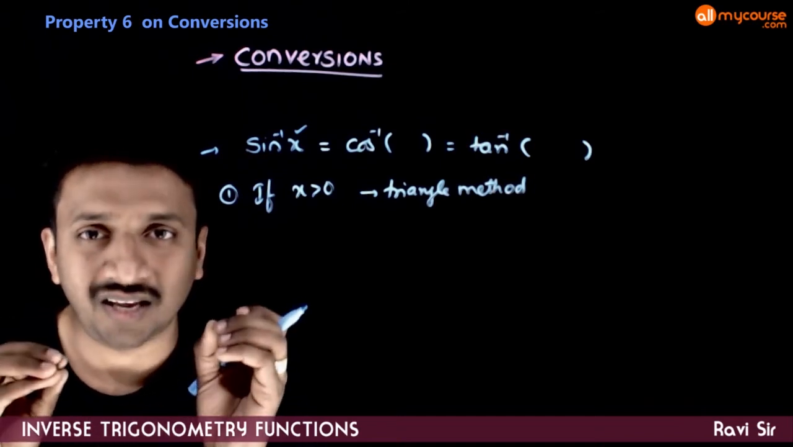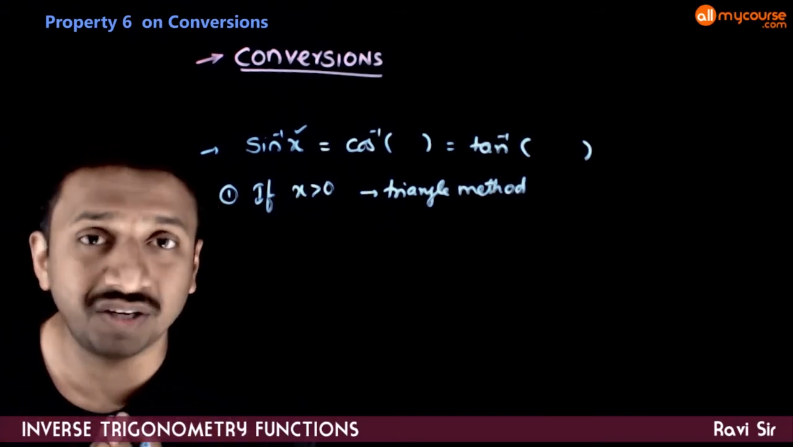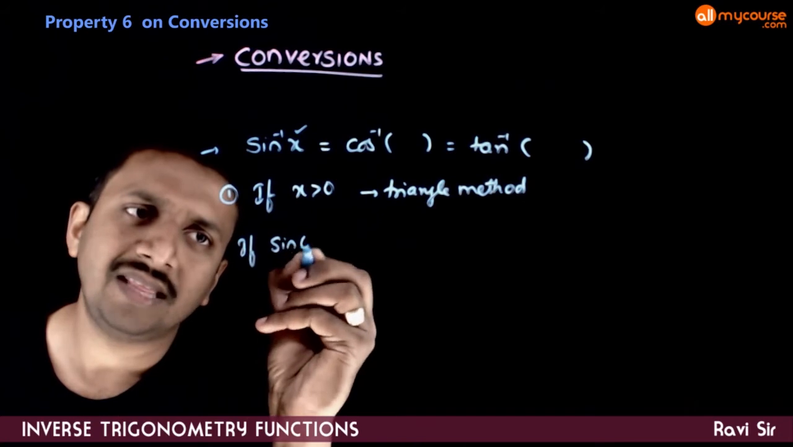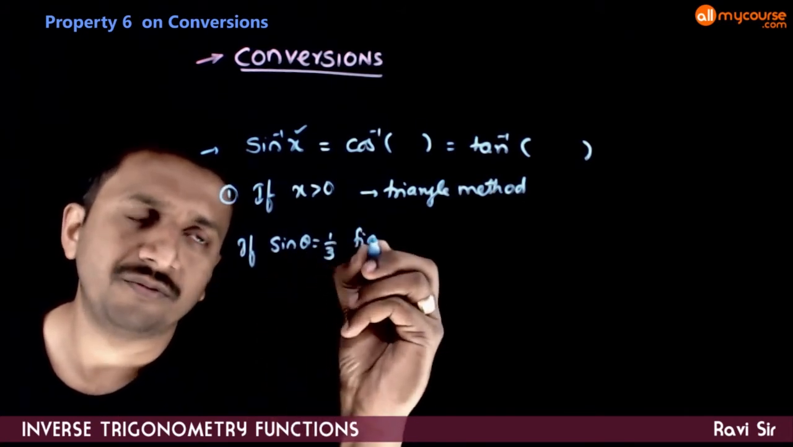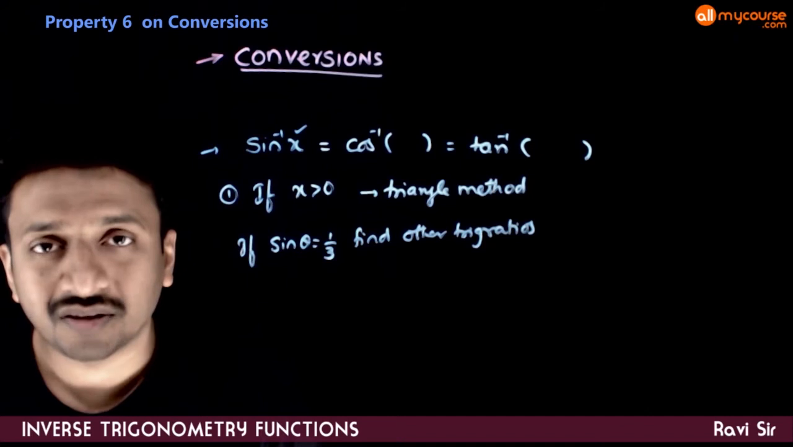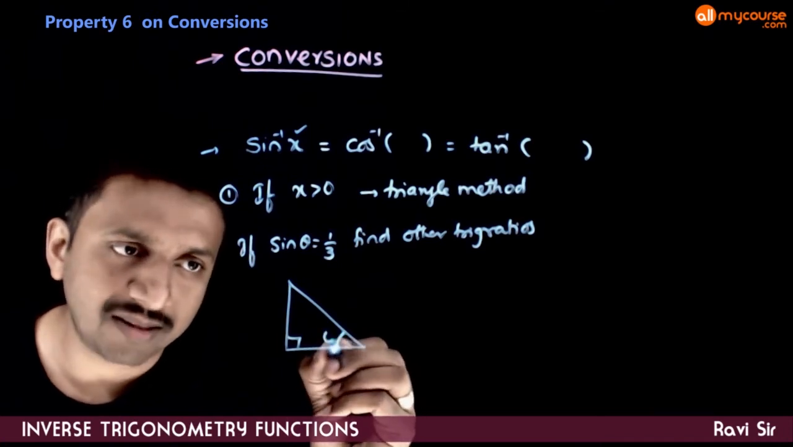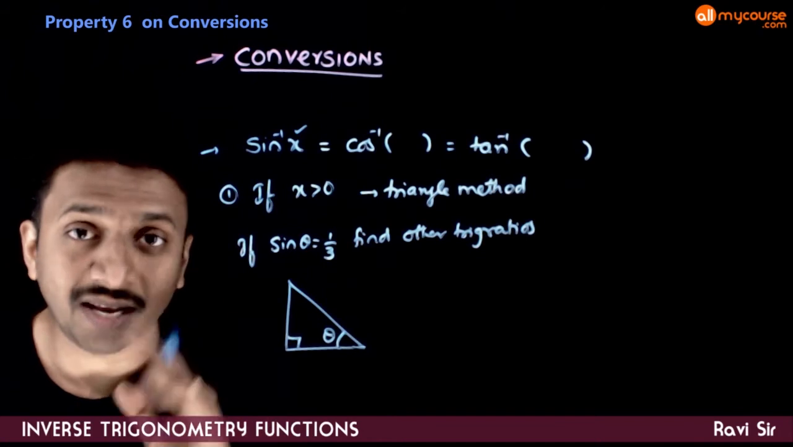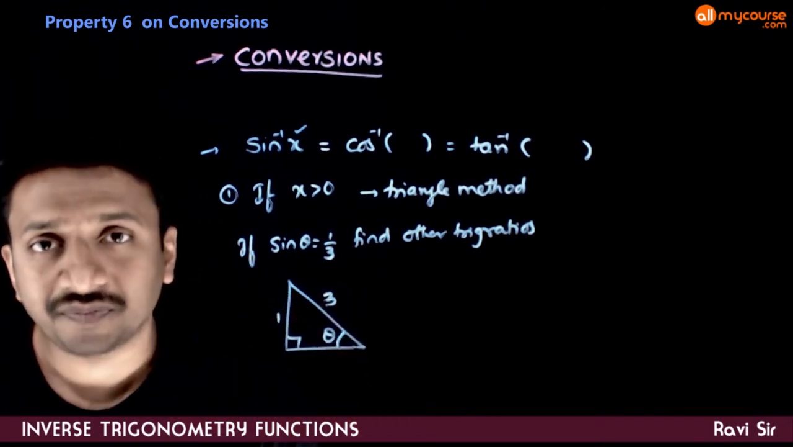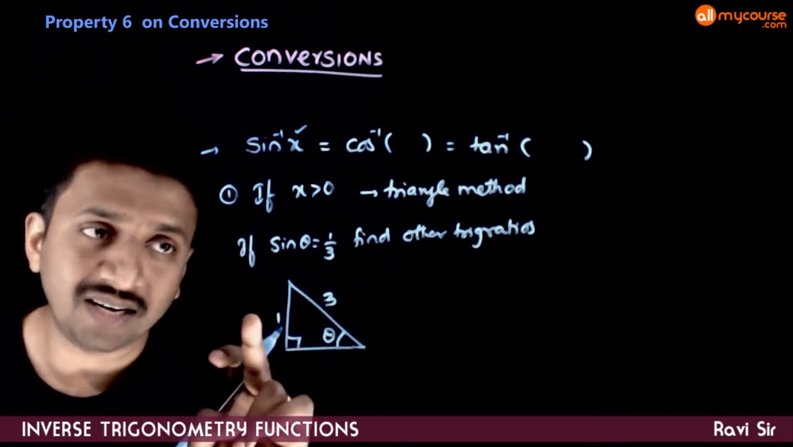If sine theta is equal to 1 by 3, find the other trigonometric ratios. This is a very standard question which we deal with in trigonometry. So let us just revise what we have done. How did we do this? We draw a triangle, the 90 degrees here, and we mark this as theta. So I am doing this with the help of the triangle method. Sine theta is 1 by 3, so we write the opposite side as 1 and the hypotenuse as 3, because sine theta is opposite side by hypotenuse.